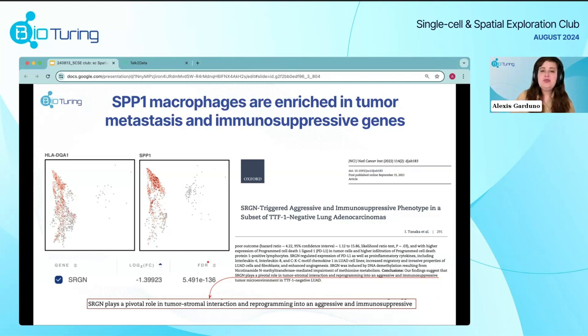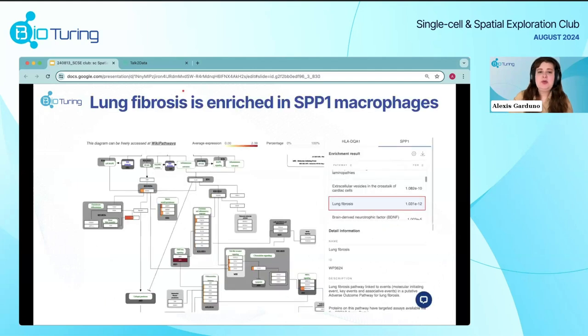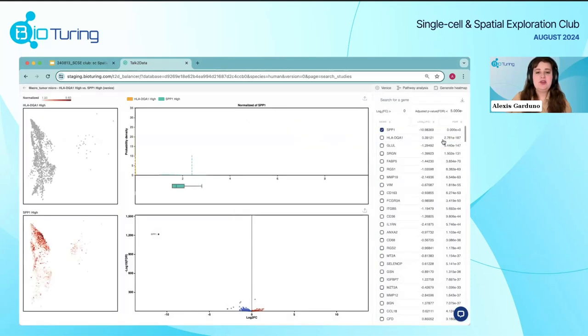Okay. So if we go into the next question that we want to answer from here, once we've identified how this fits into their role and how this has other clinical implications, we want to gather the next steps, some insights from the enriched biological pathways in these SPP1 macrophages that show to have some relation to these other targets. So this would be the next step: being able to perform pathway analysis from the differential gene expression results. So if we explore this analysis that I've already shown, the volcano plot and the genes that are differentially expressed, we can go into the pathway analysis feature from here.